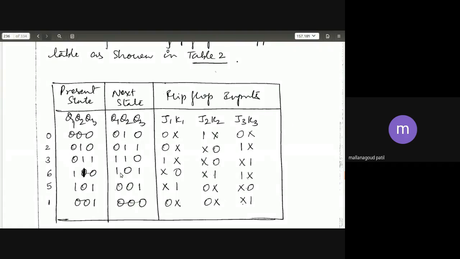Next, 1 to 1. See, the last next case: what is Q1? 1. Present case and next case, Q1 will be 1, 1. In which case do you get 1 to 1? Toggle case.